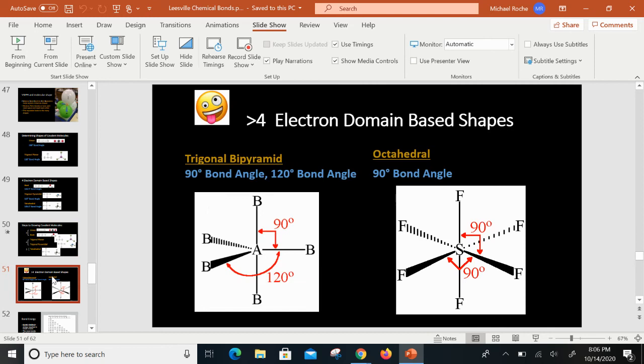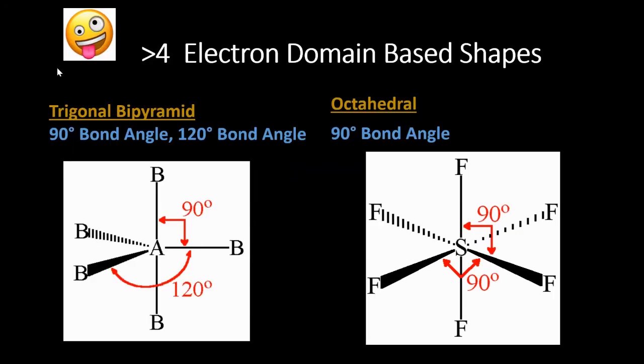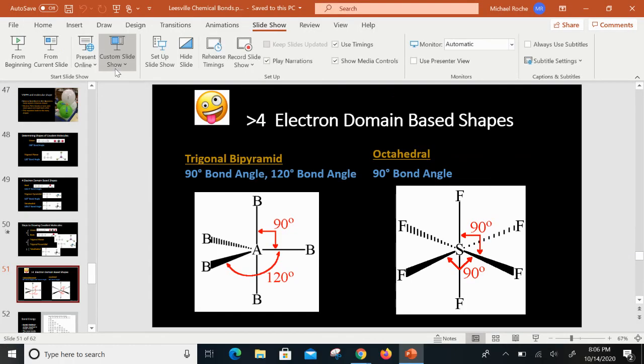So there are a couple that have more than four electron domains. So that's beyond what a noble gas would be. And these are kind of nutty, but we expect honors to know these. So let's just show you what that is. There's trigonal bipyramid and octahedral. Basically, trigonal bipyramid has five things going on and octahedral has six.